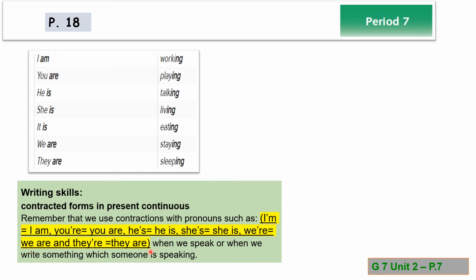When do we use the contracted form? When we speak or when we write something which someone is speaking. Again, when do we use the contracted form? When we speak or when we write something which someone is speaking. Is it clear, my students?